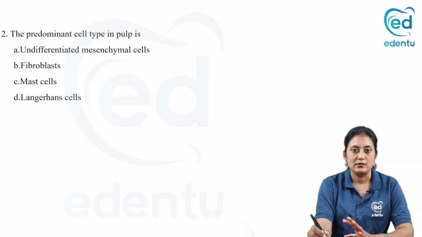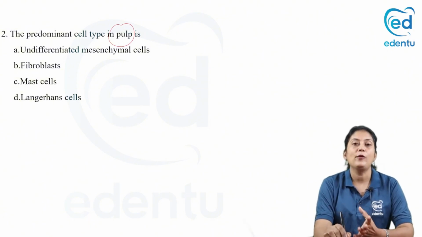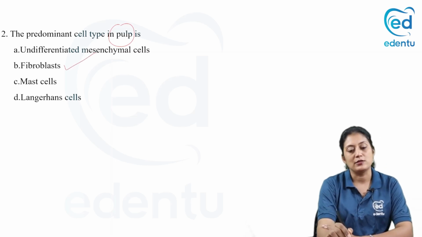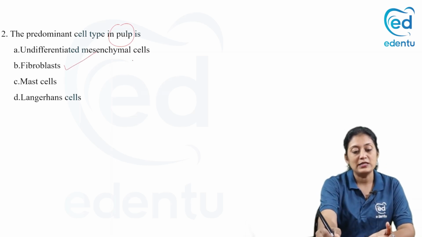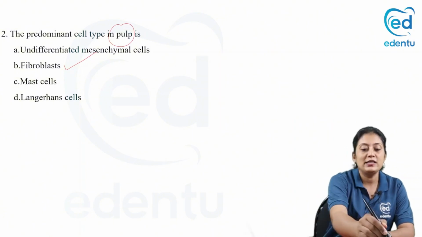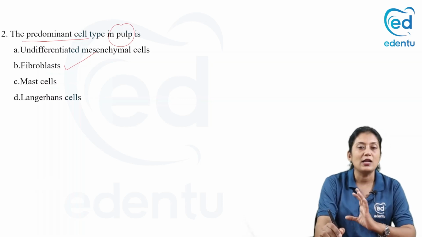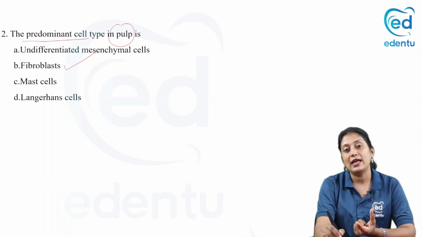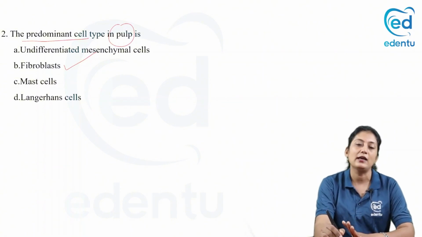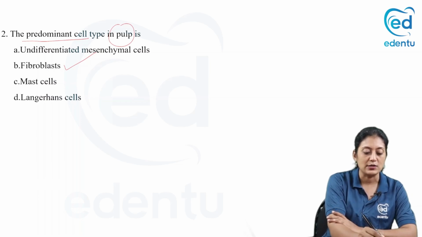Next question is the predominant cell type in pulp. It's a straightforward question. Pulp is a specialized form of connective tissue like periodontal ligament. So in any type of connective tissue, the main cell that you will be seeing is your fibroblast. Please remember, undifferentiated mesenchymal cell, mast cell, Langerhans cell, all of these will be seen in the pulp. But the question here is predominant, the most numerous type of cell. So the answer is fibroblast. The same question can be asked in periodontal ligament also. The predominant cell type in periodontal ligament, again the right answer is fibroblast only. The function is to form the fibers and ground substance.